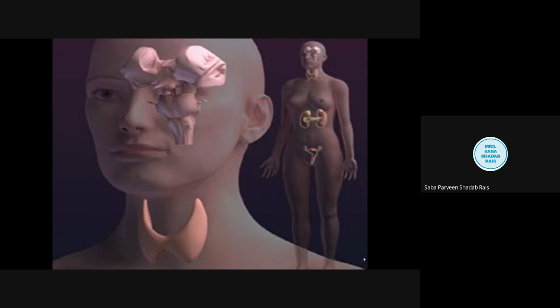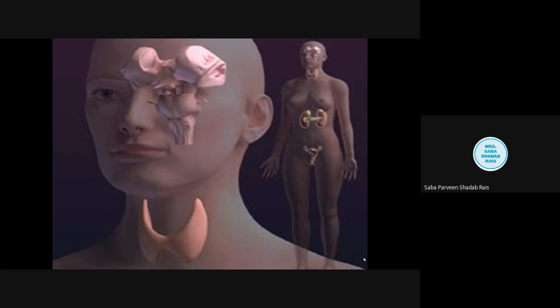As compared to this, exocrine glands have their own ducts to carry their secretion. Endocrine glands are ductless glands. This is very important to remember. Endocrine glands are ductless glands. They produce and secrete whatever hormone they form into the blood.